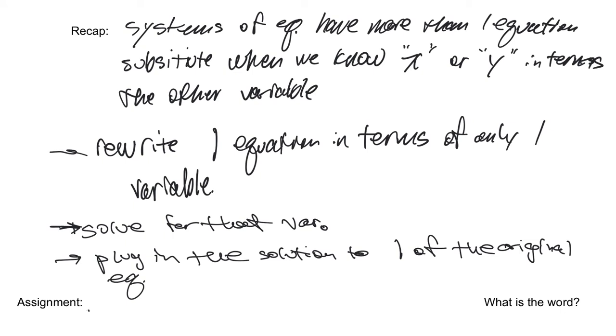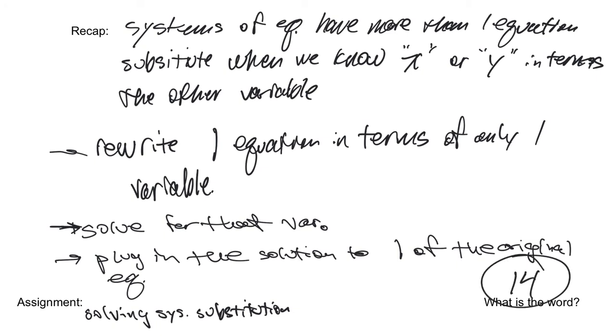Your assignment is going to be the solving systems by substitution worksheet. The code word is going to be the number 14. Come tell me that when you're done. Write it down in your notes. You better have stuff written down.